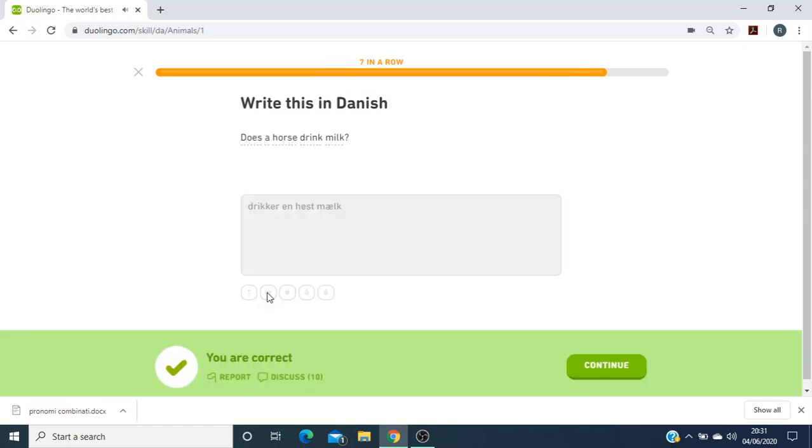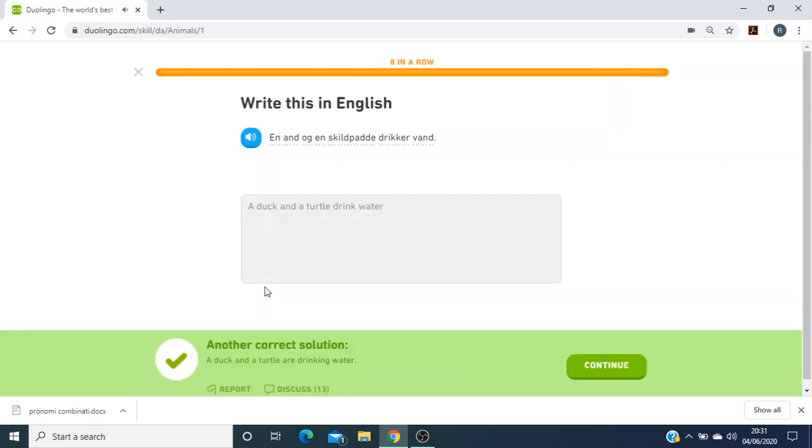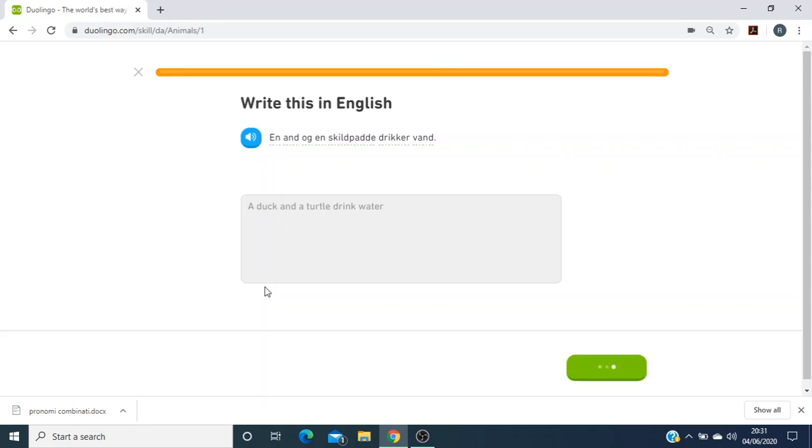En and og en skildpadde drikker vand. Okay, so in and is a duck. It's not a drink. It's a duck. Almost the same letters. So a duck and a turtle drink water. There we go. That's all we need for this lesson.